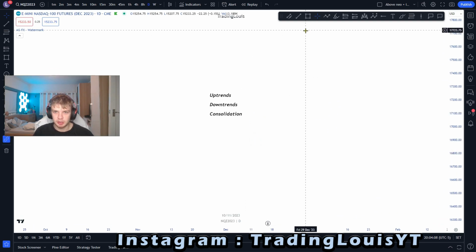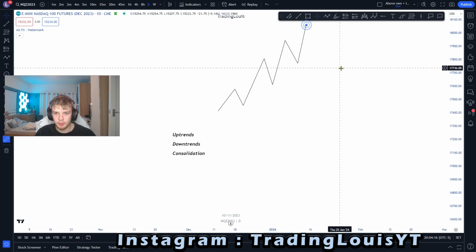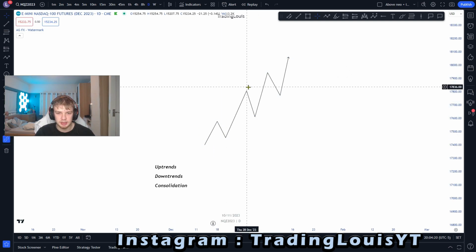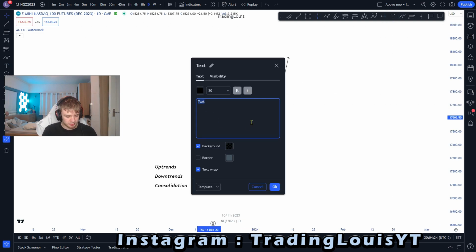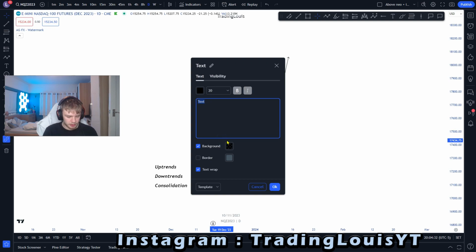So what is an uptrend? First of all, I'm going to keep it very simple for you guys. An uptrend is when we're in a bullish market and the market is making higher highs and higher lows. So let me mark this out for you. So this would be a higher high, and then these would be lower highs.